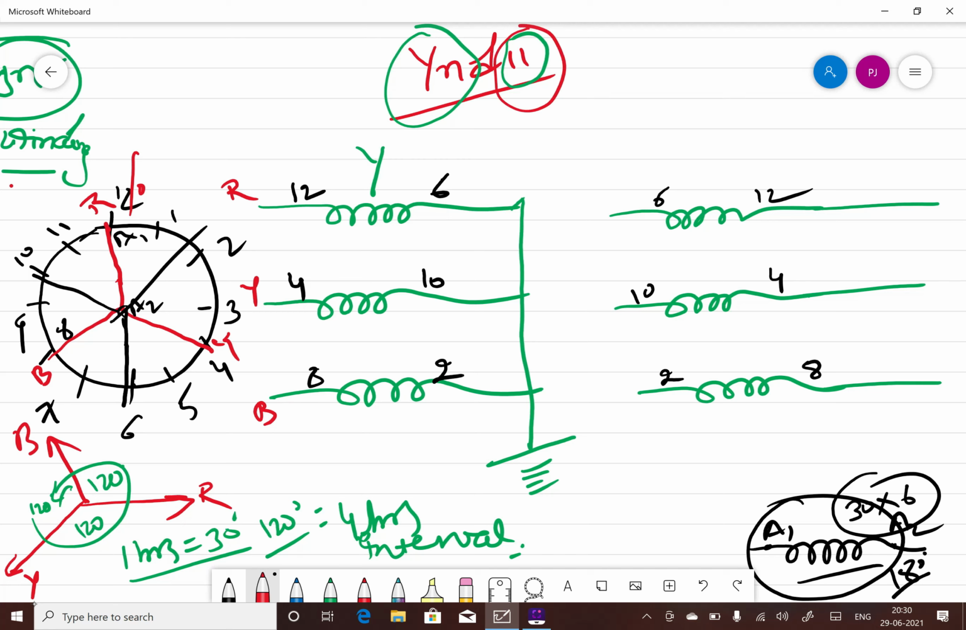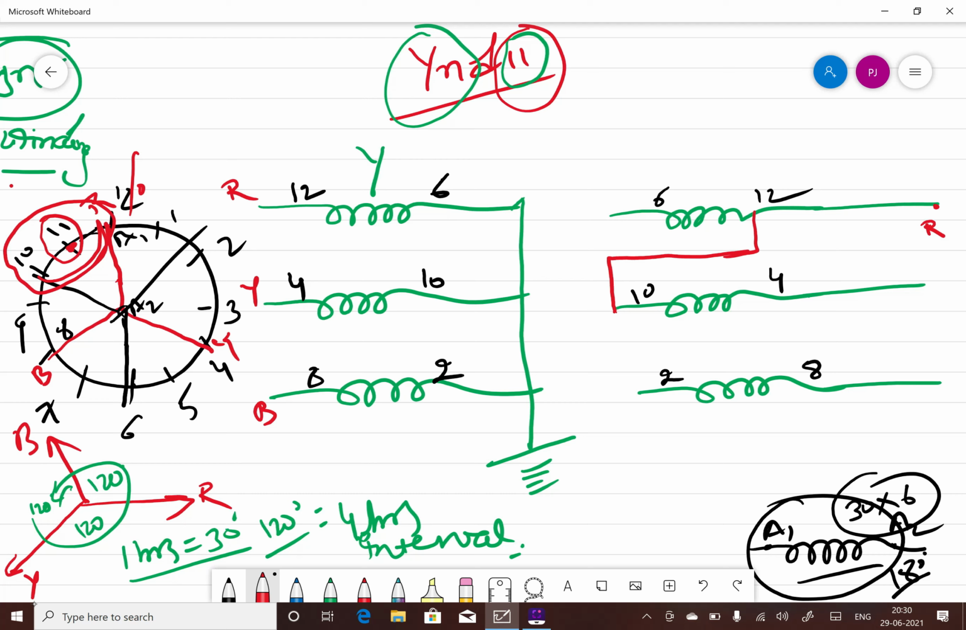And now in this clock, where does 11 come? 11 comes in between 10 and 12. That means this is your 10 and this is 12. So this is your 11. And now this is your R phase of the delta side. Similarly, once you have connected R phase, which is at 11, where will be your Y phase? Y phase must be lagging your R phase by 120 degrees.